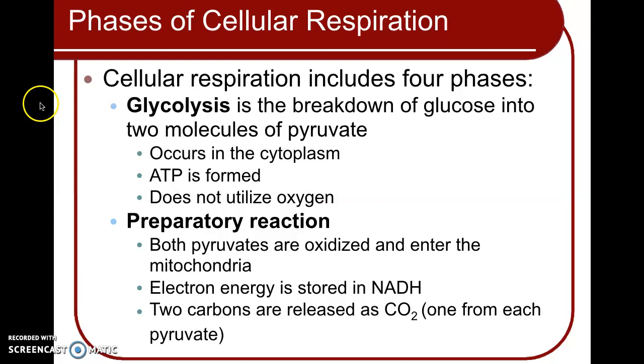Second, we have the preparatory reaction. Both pyruvates are oxidized and enter the mitochondria. Right now, it's working its way into the mitochondria, and that pyruvate is the result of the breakdown of that glucose molecule in glycolysis. The electron energy is stored in the NADH coenzyme. 2 carbons are released as CO2. That's the CO2 we're breathing out, 1 from each of those pyruvates.